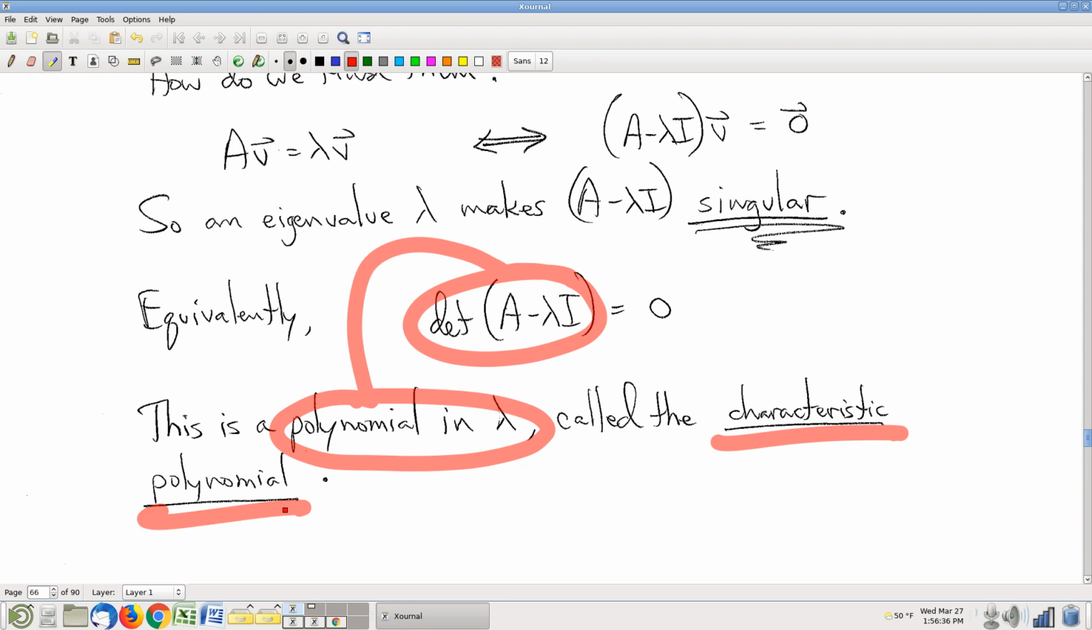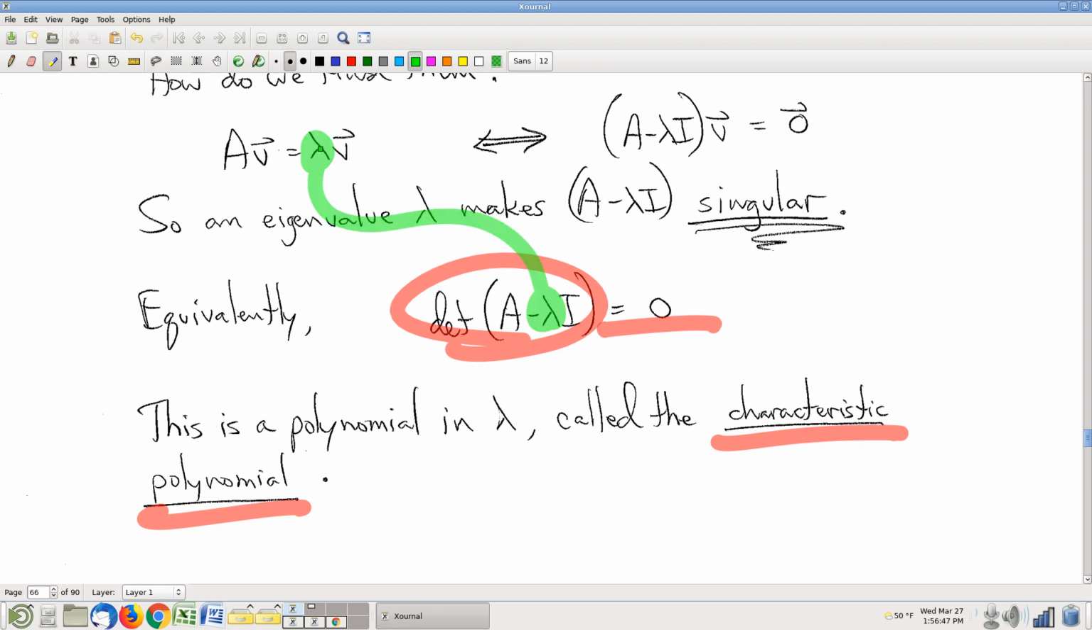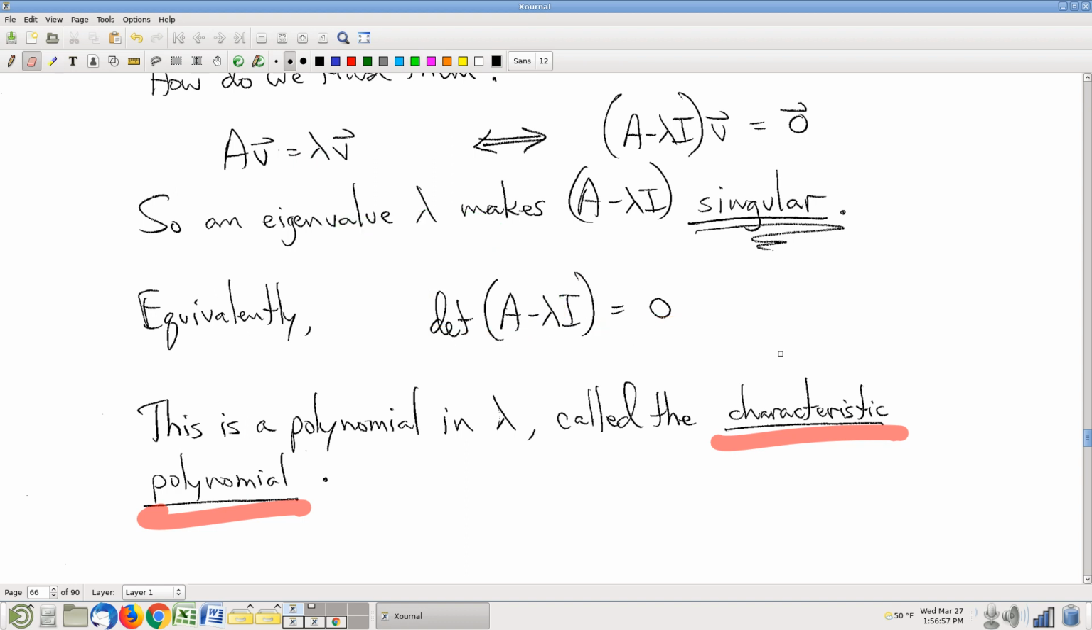So the characteristic polynomial is the thing whose roots are the eigenvalues. That's the way to think about it. The characteristic polynomial has roots that are eigenvalues. Okay. How are we doing? Is everybody on board so far?